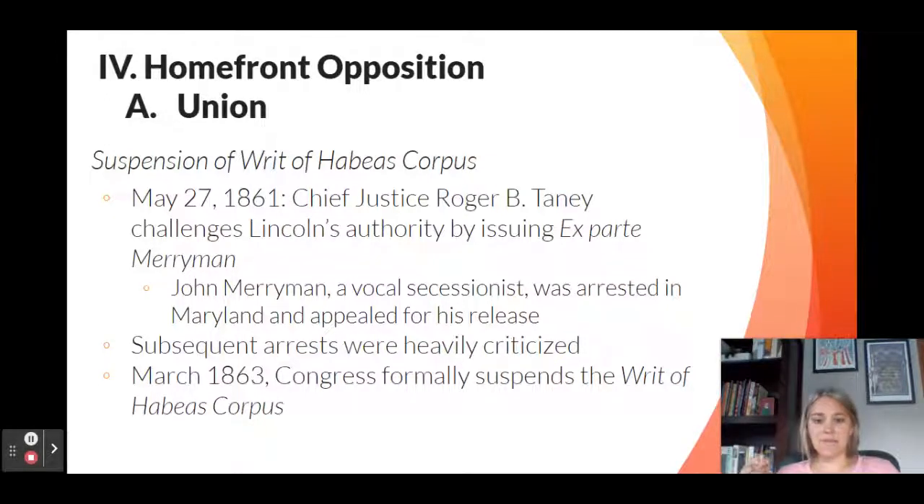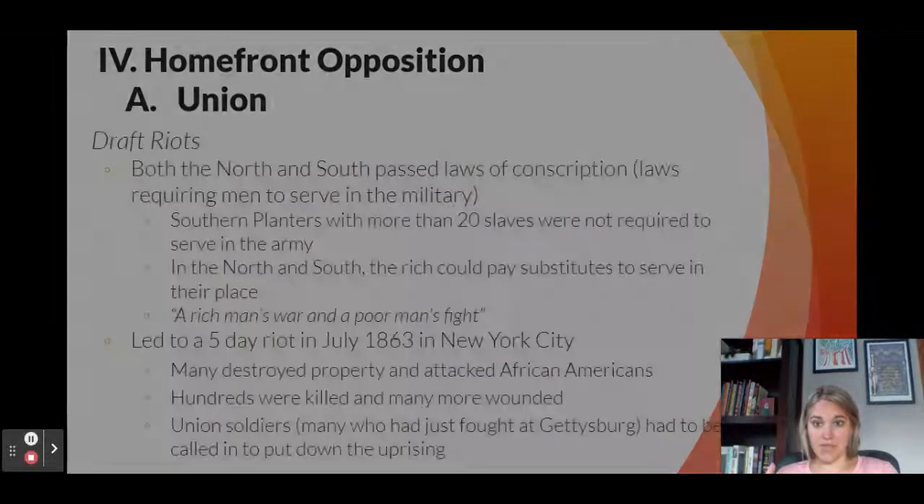And Taney basically says that this arrest is unconstitutional, illegal, and eventually Congress will step in and suspend the writ of habeas corpus. Not just Lincoln doing it, but Congress will do the same thing. And so these subsequent arrests are heavily criticized.